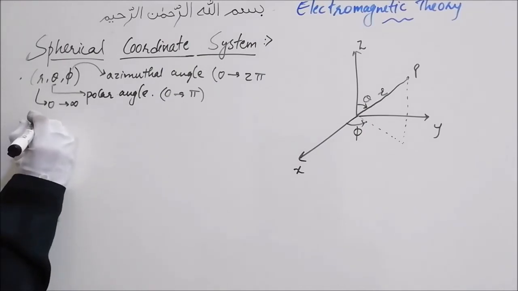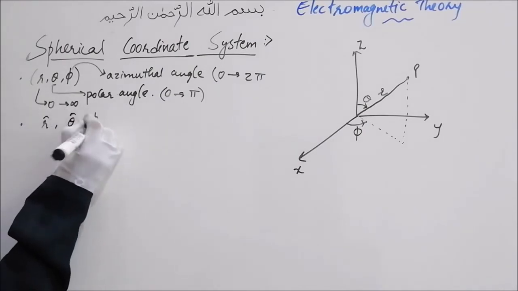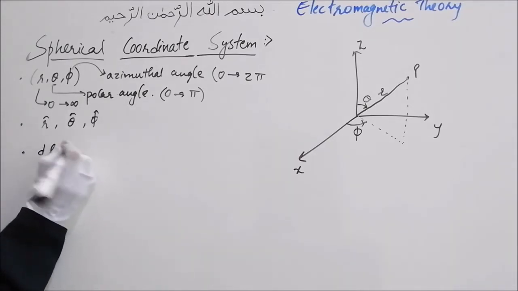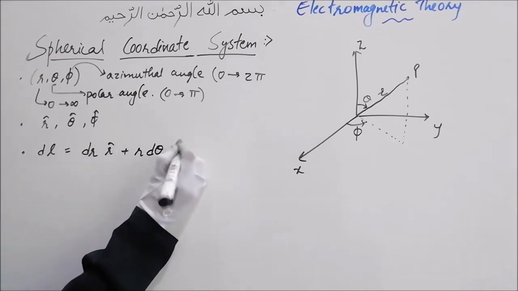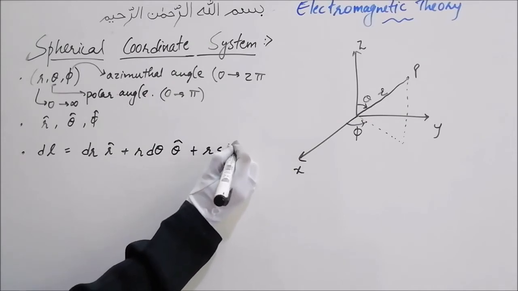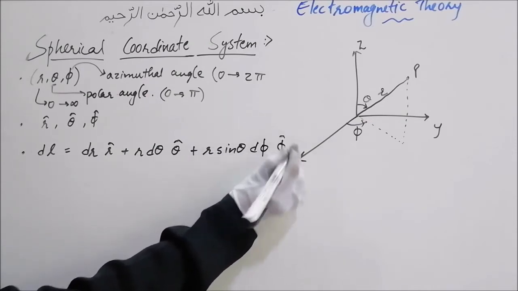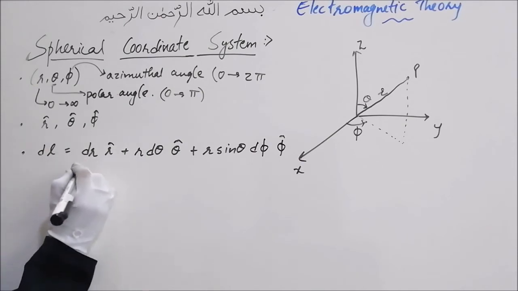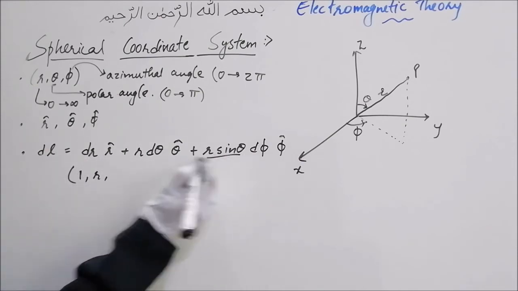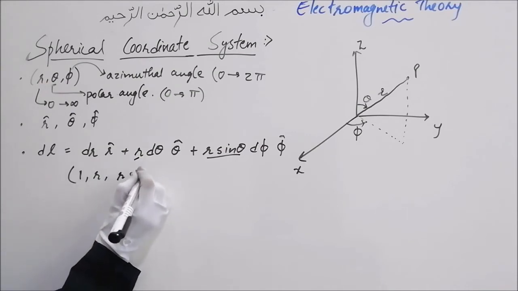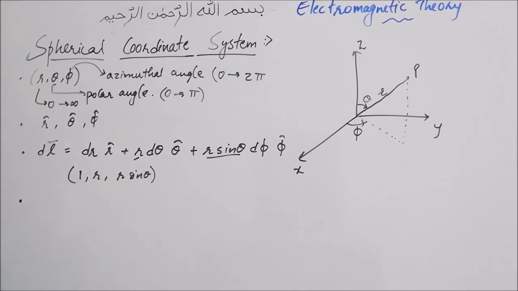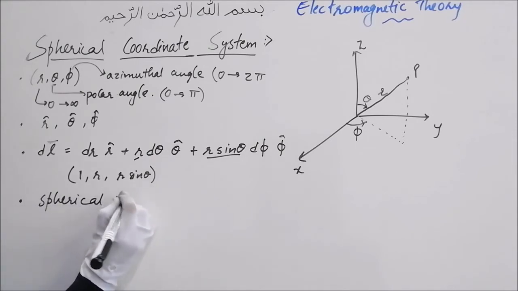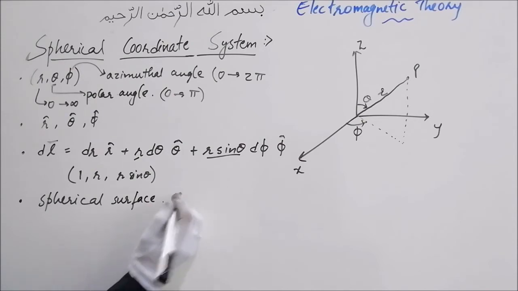Next, unit vectors here are r hat, theta hat and phi hat. Generally the length element can be written as dr r hat plus r d theta theta hat plus r sin theta d phi phi hat. So here you have to remember this scaling factor. Here we are having 1, here we are having r, and here we are having r sin theta. This is the scale factor. And this dl bar is a vector quantity. For the surface element, if you are having a spherical surface, we know for a spherical surface the radius will be constant, the value of r will be constant.